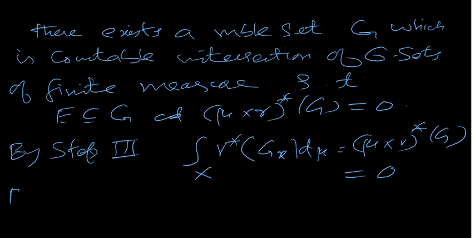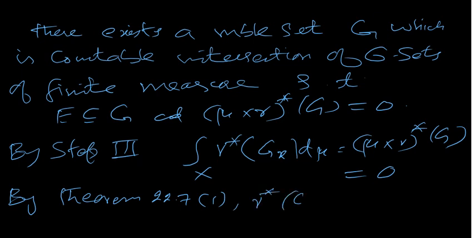So if the integral is 0, by theorem 22.7, the first part of this theorem, from the same book, Elephants. By that theorem, if the integral of a non-negative function is 0, then the function must be equal to 0 almost everywhere. So this function is equal to 0, which holds for mu almost all x.